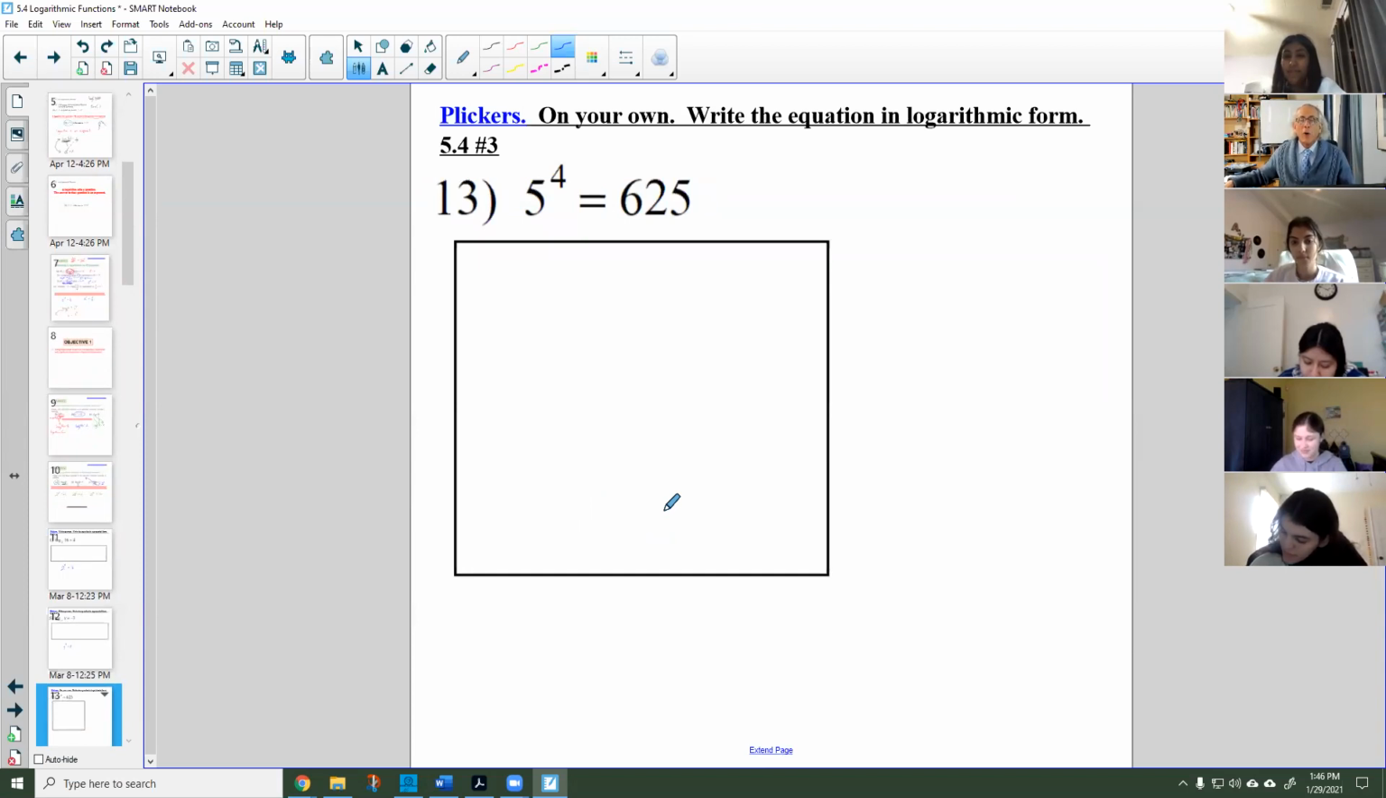Okay, now write this in logarithmic form. Okay, this is exponential form. Exponential form means it's got an exponent in there someplace. I would like it in logarithmic form.